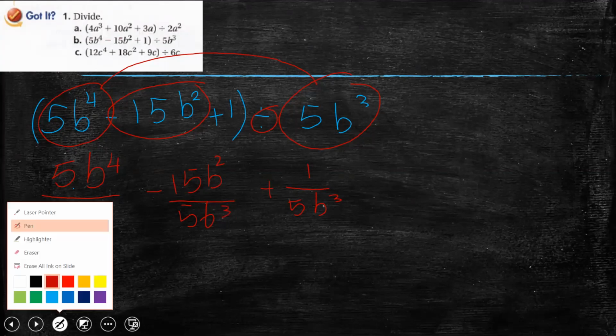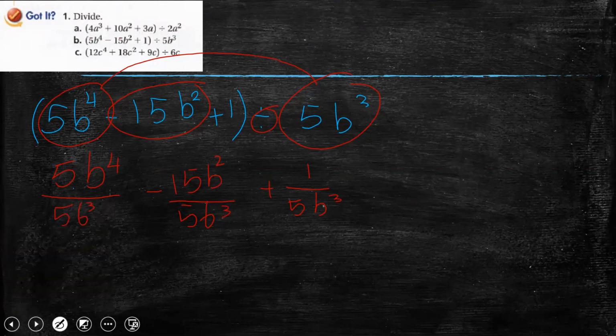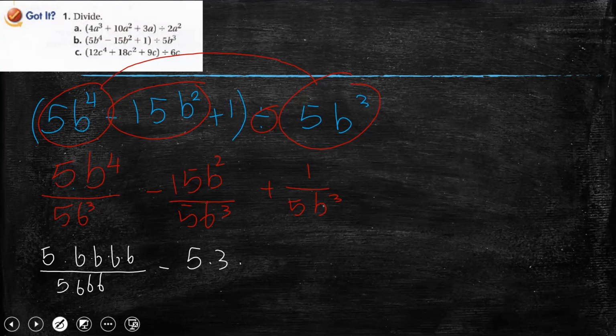Then after that, what do we have? 5 times 4 b's, 1, 2, 3, and 4, over 5 times 3 b's, minus 15b squared. 15 is 5 times 3, and how many b's do we have? We have 2 b's, so b and b over 2 b's, 5, 3 b's, plus 1 over 5b cubed. We cannot simplify that.